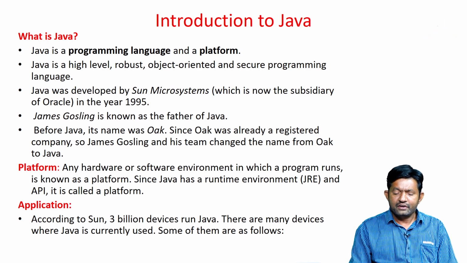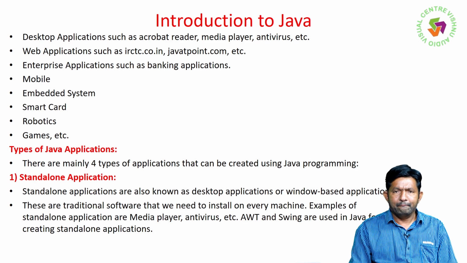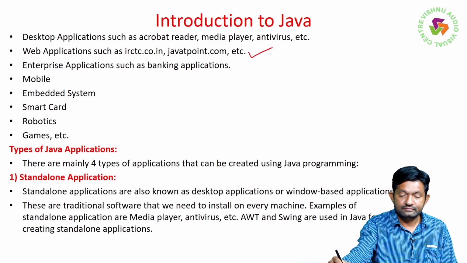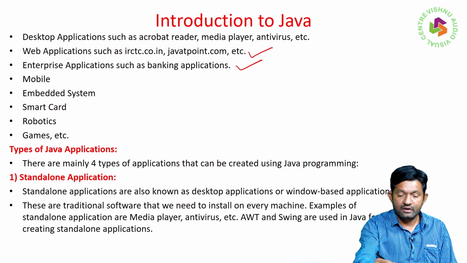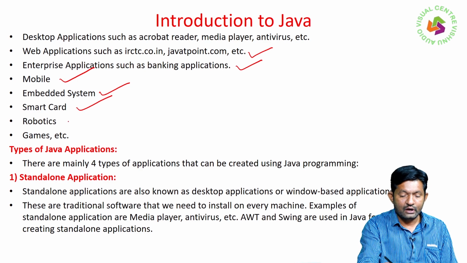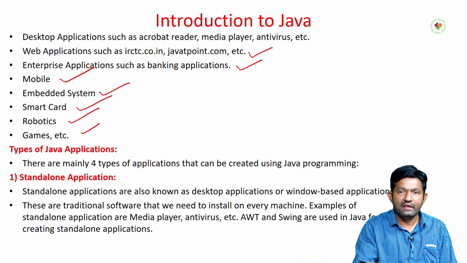Applications of Java. According to Sun, 3 billion devices run Java. There are many devices where Java is currently used. Some of them are as follows: desktop applications, web applications, enterprise applications, mobile applications, embedded systems, smart cards, robotics, and games. These are the areas where the Java programming language is mainly used. That's why Java is called the world's best programming language.